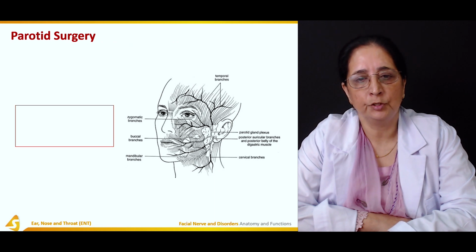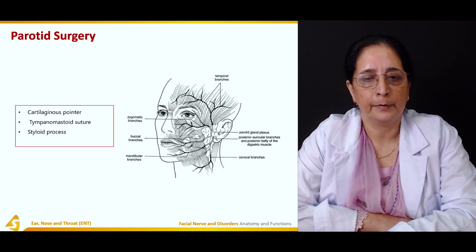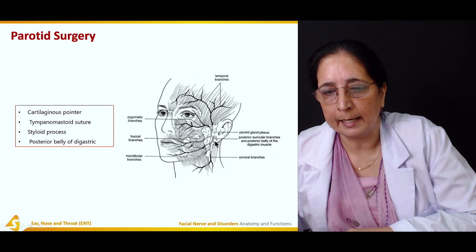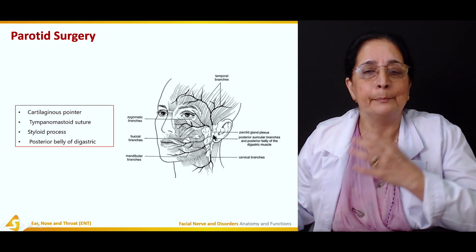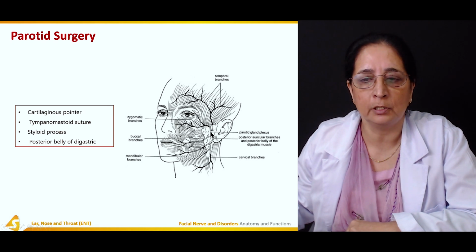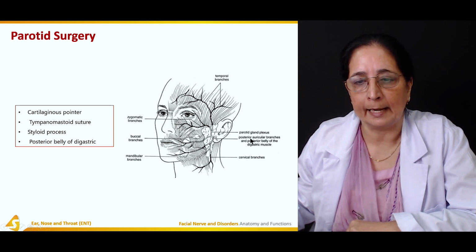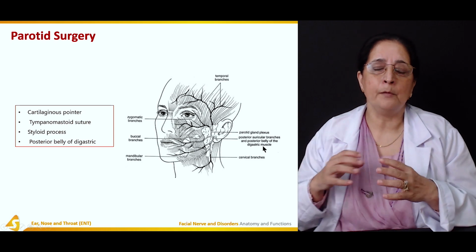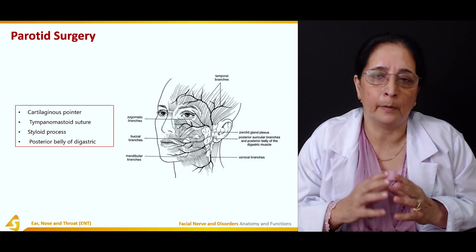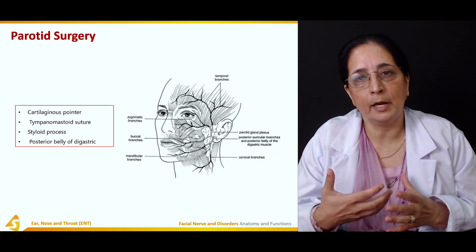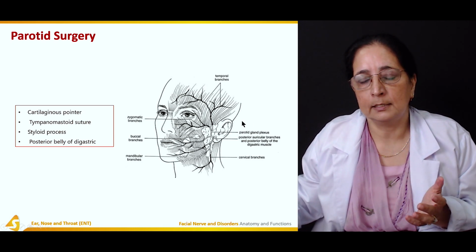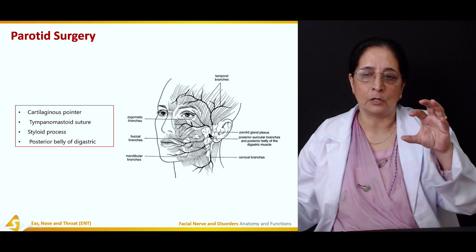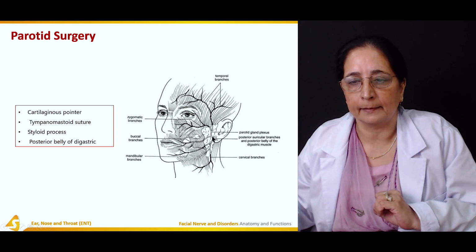Next, parotid surgery and the landmarks of parotid surgery. This is the parotid gland, and this is the parotid plexus, which is formed by the facial nerve on top of the parotid gland. So it's the landmark. If parotid surgery is performed, the surgical landmark is used to avoid injury to the facial nerve. The parotid gland is not supplied by the facial nerve, but the nerve forms a plexus on top of the parotid gland.